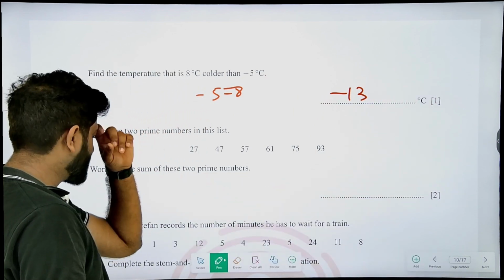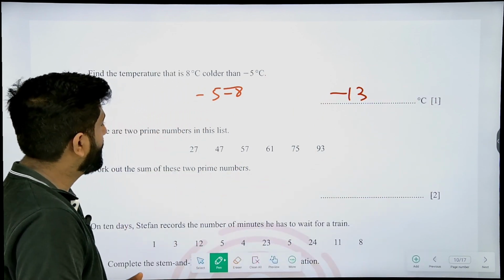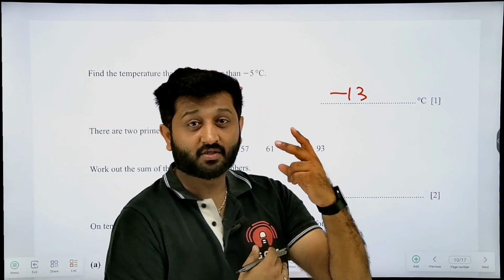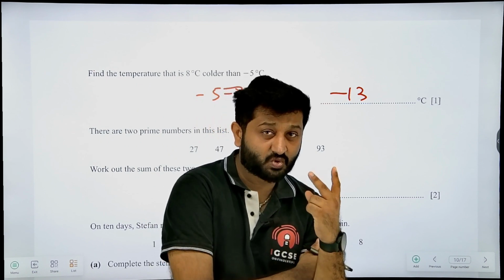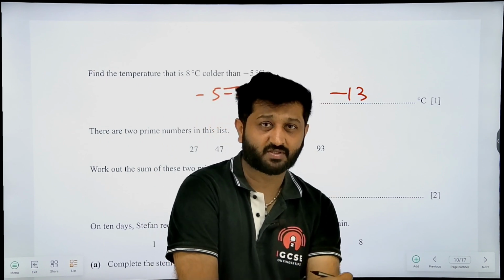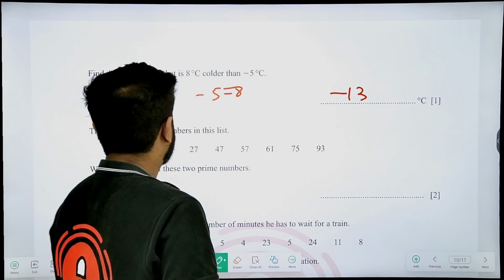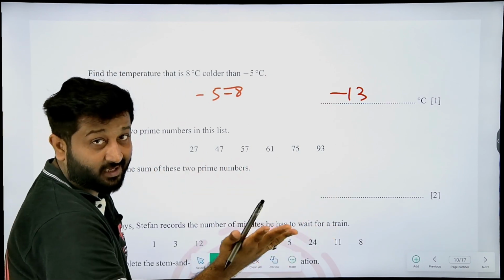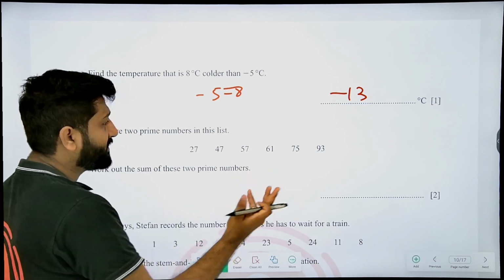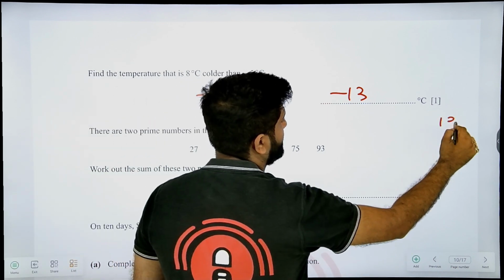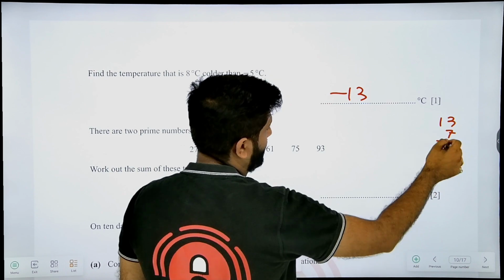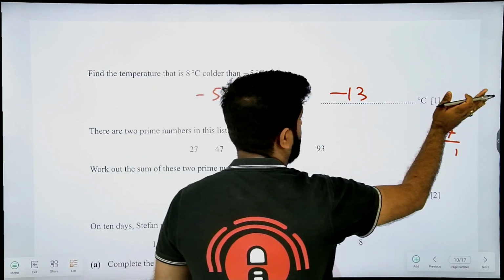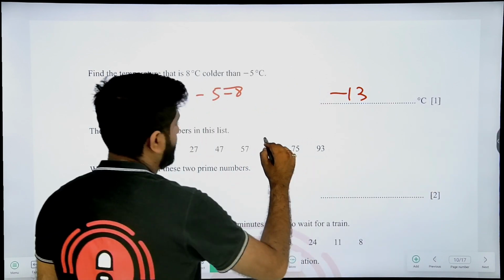Work out the sum of the two prime numbers. What are prime numbers? Prime numbers are those that only have two numbers as their factors, which is 1 and the number itself. So 27, I know it is not a prime. 57, 12, again not a prime. 61, I think not a prime because 13 7s are 91. Okay, so 61 is a prime number.